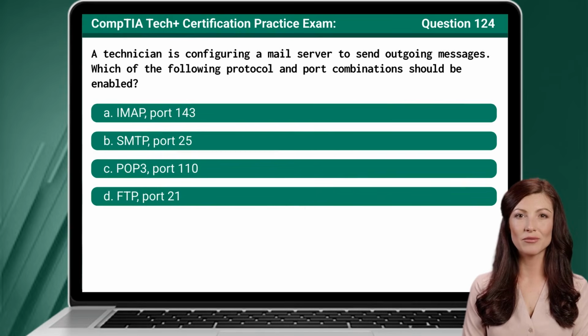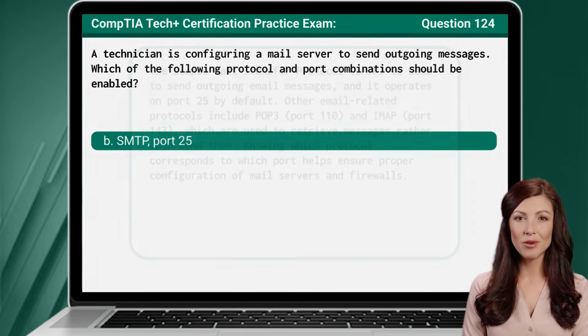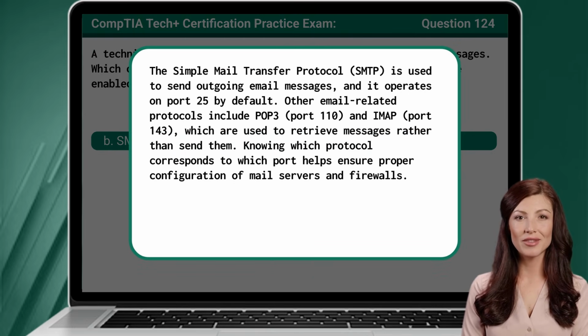Question 124. A technician is configuring a mail server to send outgoing messages. Which of the following protocol and port combinations should be enabled? The answer is B. SMTP, port 25. The Simple Mail Transfer Protocol, abbreviated as SMTP, is used to send outgoing email messages, and it operates on port 25 by default. Other email-related protocols include POP3 and IMAP, which are used to retrieve messages rather than send them. Knowing which protocol corresponds to which port helps ensure proper configuration of mail servers and firewalls.